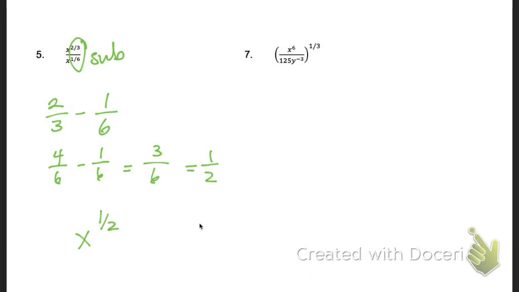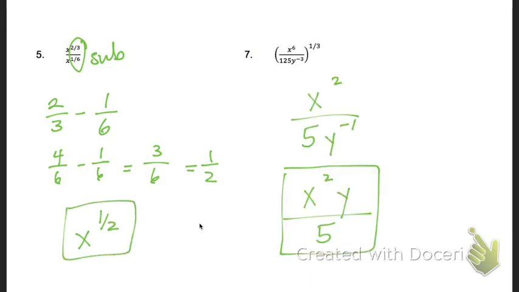X to the 1/2, or square root of x. So with this one, I distribute the 1/3 and it becomes x squared. With the 125, it's like saying the cube root of 125. So that's why I get 5. It's not 125 divided by 3. Don't do that. And then y to the -3 times 1/3 becomes -1. To make it positive, I have to bring it up to the top. So this becomes my final answer.